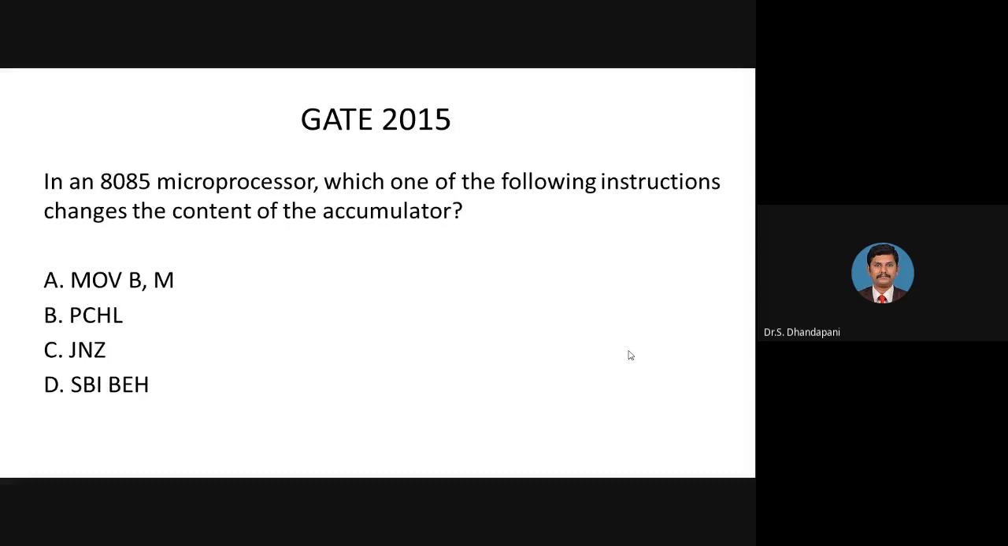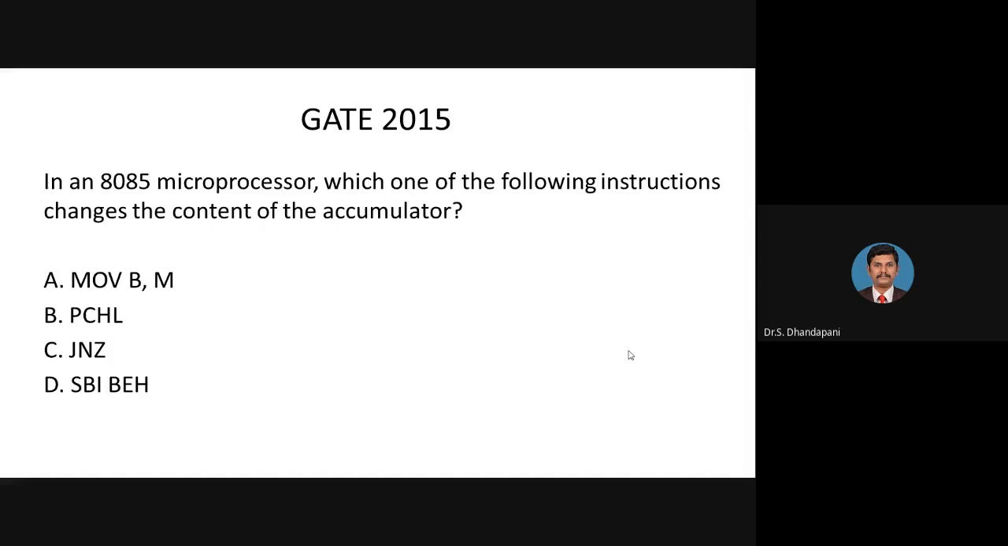Second instruction, PCHL. That means the data stored in the HL register will be loaded to the program counter. PC is program counter. HL is a register pair, 8-bit plus 8-bit, 16-bit. The 16-bit value is transferred to the program counter. So B is also not affecting the content of the accumulator. Third instruction, JNZ, means jump on no zero. It is checking for a condition, whether the zero flag is set or not. When not zero, it jumps.